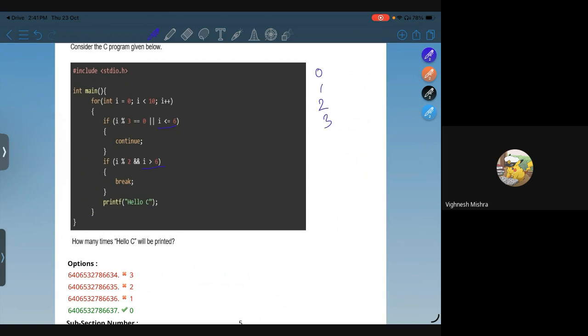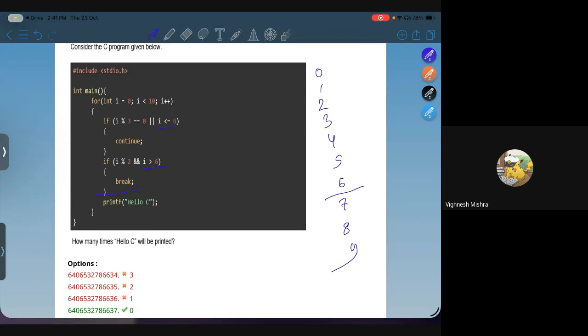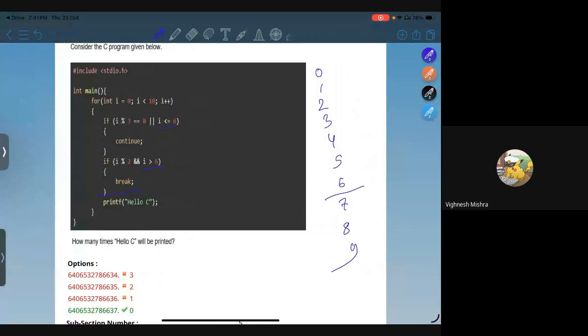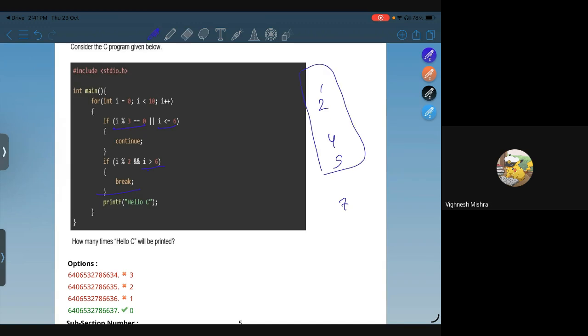Let's do this again. 0, 1, 2, 3, 4, 5, 6, 7, 8, 9. For the break condition, it should be greater than 6. So after this, any value, and this is 8. At 8, it will break, so nothing will pass on from here. These values are remaining. Now, anything that is divisible by 3, so 0, 3, and 6, or it is less than or equal to 6. So everything is less than or equal to 6.